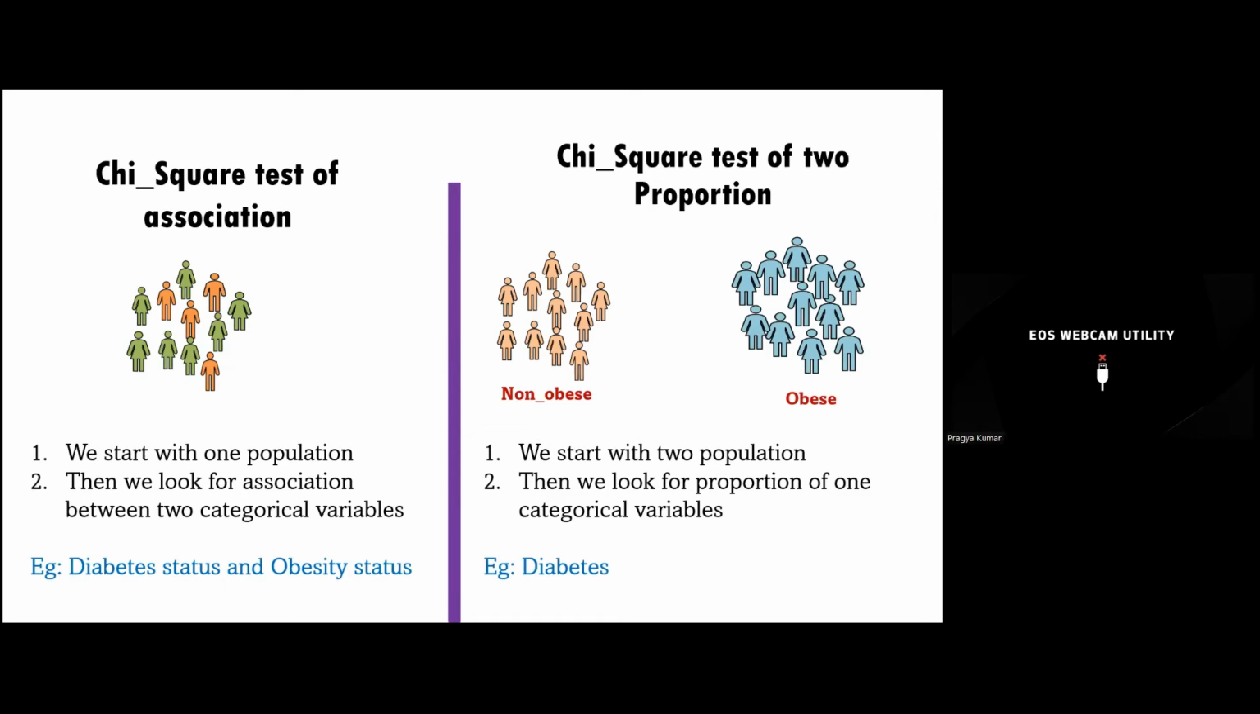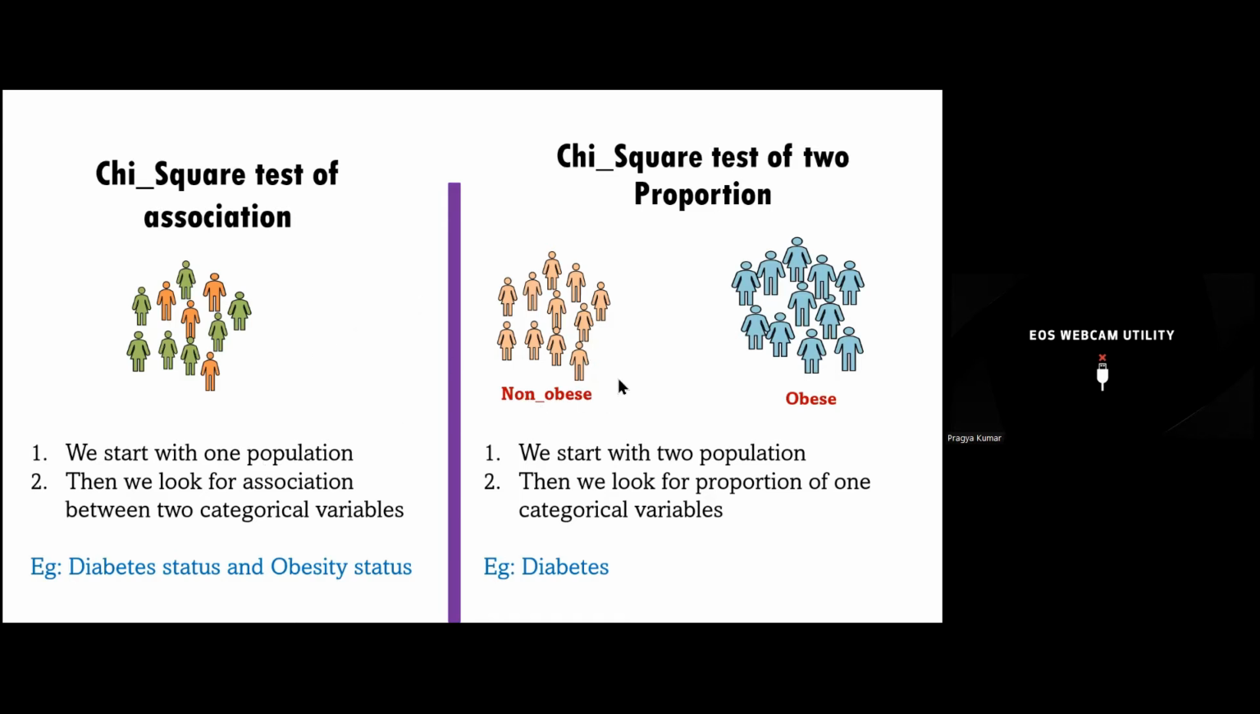So just to differentiate between the chi-square test of association and the chi-square test of two proportion. In the case of the chi-square test of association, you start with one population and then you look for the association between two categorical variables. Maybe you take samples from a single population and you compare the presence of diabetes and obesity, present or absent. So this will be a chi-square test of association.